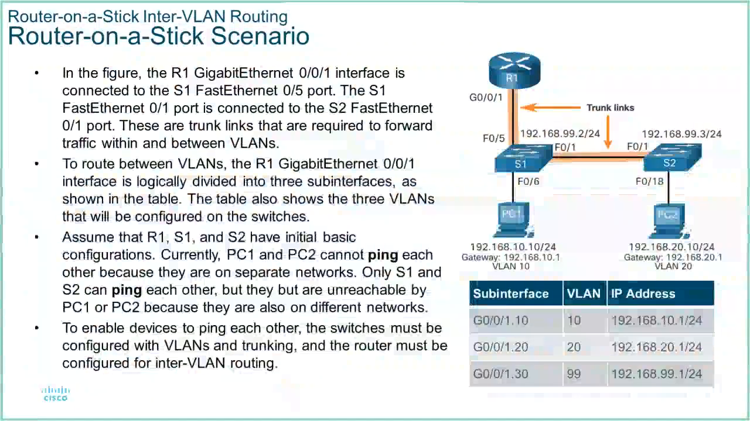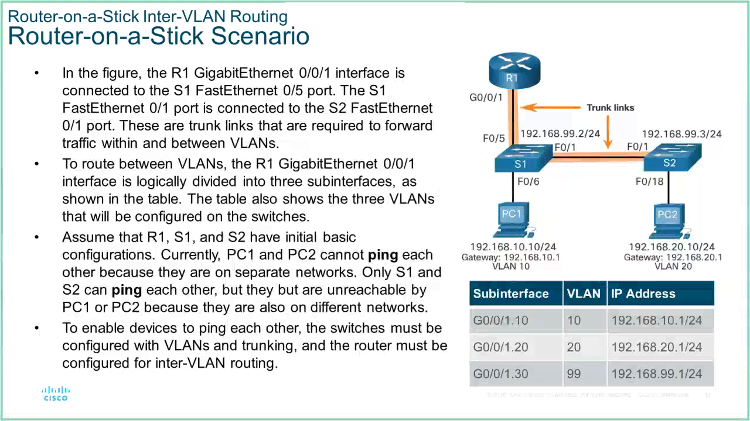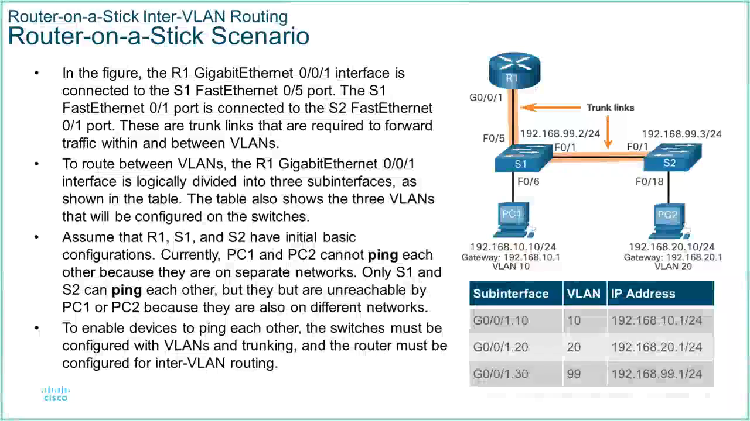So the scenario of router on a stick: we have router 1, a single router connected to switch 1 with a trunk line, and switch 1 and switch 2 connected via a trunk as well. And we are running 3 distinct virtual networks. So we have 10, 20, and 99.